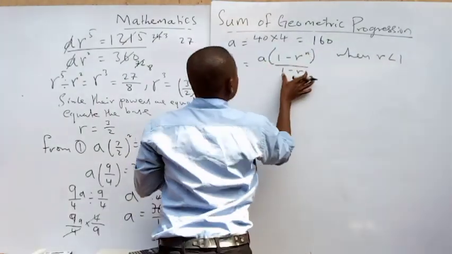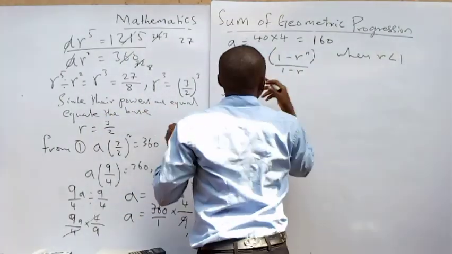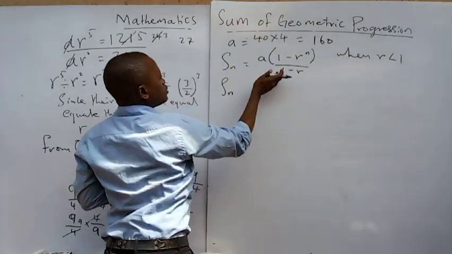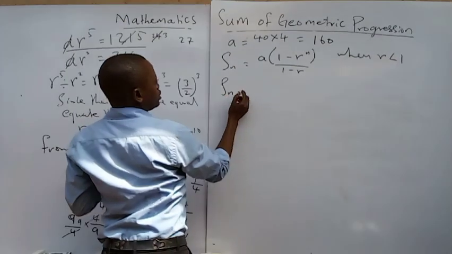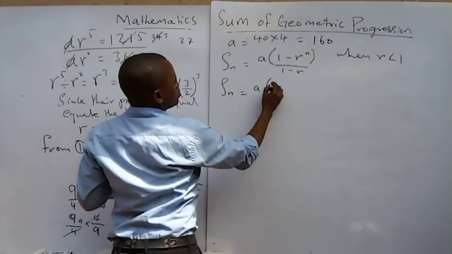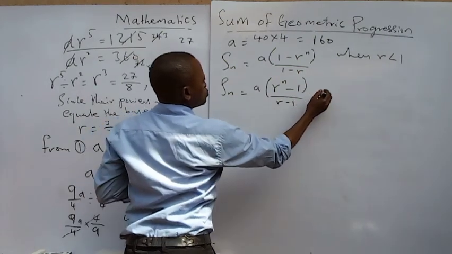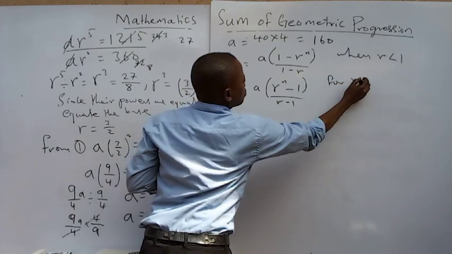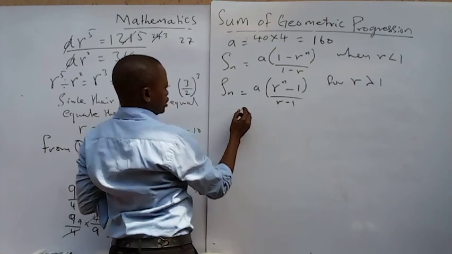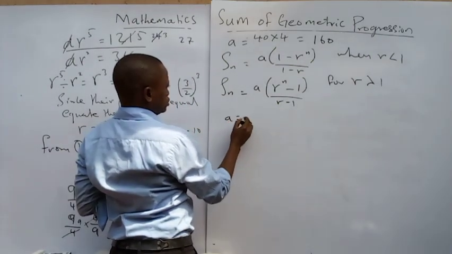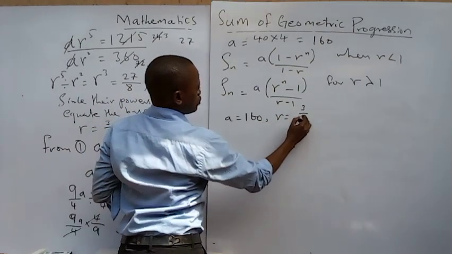So the mathematical expression, we could have used this if this common ratio is less than 1. Now, for the fact that this is not less than 1, we are not going to use this. We are going to use Sn equals a bracket r raised to power n minus 1 all over r minus 1. That's the one we are going to use for r greater than 1. Okay? So here we go. We've got that a is 160, r is 3 over 2.